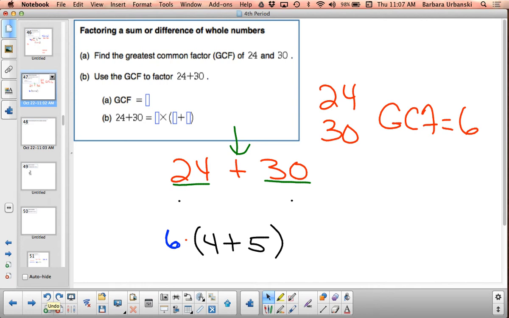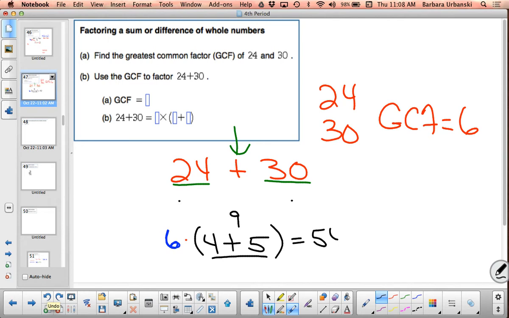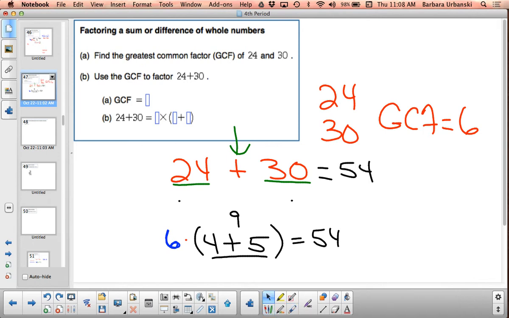So we should be able to see that if we take 24 plus 30 and get it into factored form, we take our greatest common factor 6, and then we are multiplying it by what's left, which is the 4 plus 5. You can check your work. Order of operations tells us to do the parentheses first, so we have 9. 6 times 9 will give us 54. And if you look at the original numbers, 24 plus 30, that will give us 54 as well. And this is a correct answer. We just checked our work.